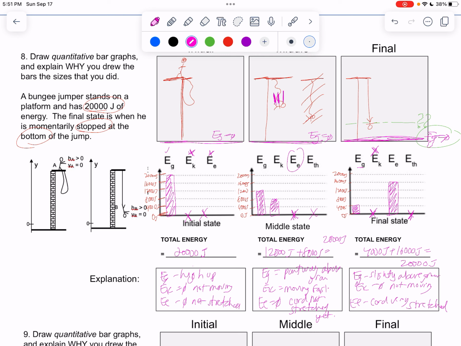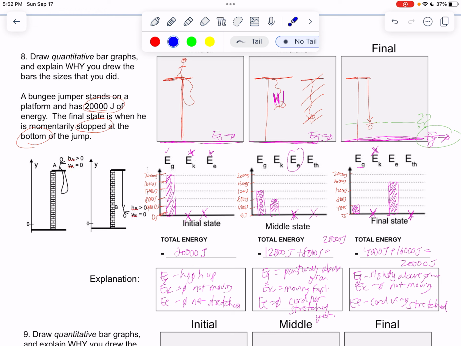Okay, so let's go through our little checklist and see how we feel about this. I read the problem. I circled all the things. That was good. I checked that my state diagrams show a consistent background. Yes, they do. I have my same EG equals 0 level. I see the platform. My EG bars are consistent. The place where the guy is the highest has the most EG. The middle height has a middle EG. The lowest height has a low EG. That looks good.